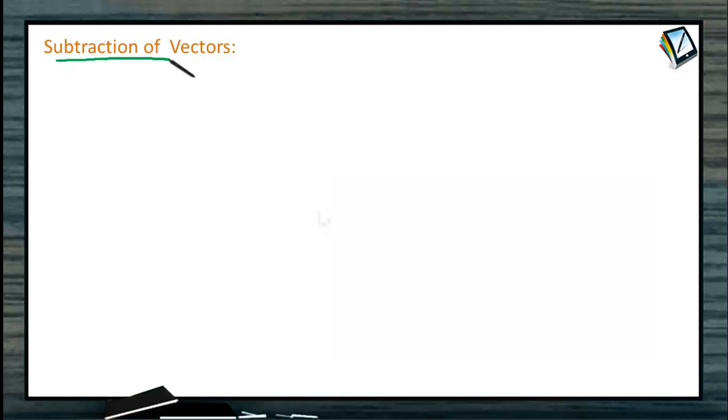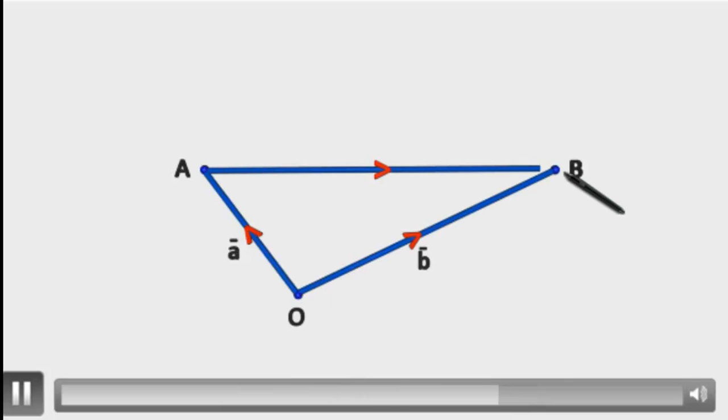Next, let us discuss the subtraction of the vectors. To discuss the subtraction of the vectors, let us see the animation related to how the subtraction of vectors is done. The origin, the position vector of point A, the position vector of point B. This is a good example for subtraction or difference of two vectors.